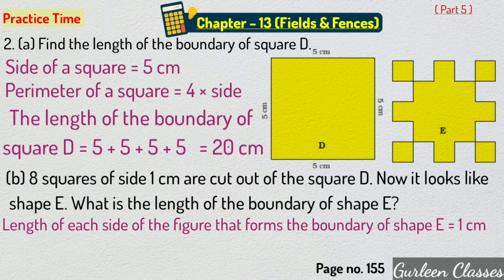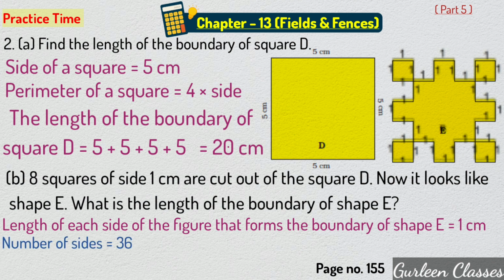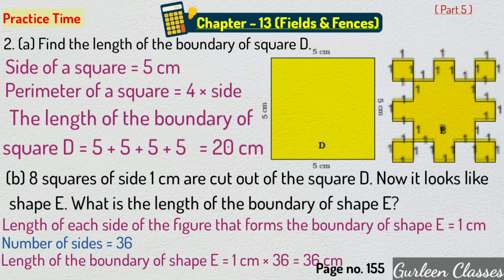What is the length of the boundary of shape E? So students, the length of each side of the figure that forms the boundary of shape E is equal to 1 centimeter, and the number of sides is 36. So the length of the boundary of shape E will be equal to 1 into 36 centimeter, that is 36 centimeter. Here you can see I have given the sides 1 centimeter, so you will be adding the length of the boundary.